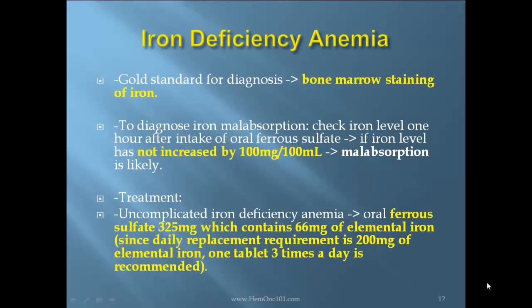The gold standard for diagnosis is bone marrow staining for iron, which is rarely done. To diagnose iron malabsorption, check iron level 1 hour after intake of oral ferrous sulfate. If the iron level has not increased by 100 micrograms per deciliter, malabsorption is likely. Treatment of uncomplicated iron deficiency anemia: oral ferrous sulfate, 325 milligrams, which contains 66 milligrams of elemental iron. Since the daily replacement requirement is 200 milligrams of elemental iron per day, 1 tablet 3 times a day is recommended.